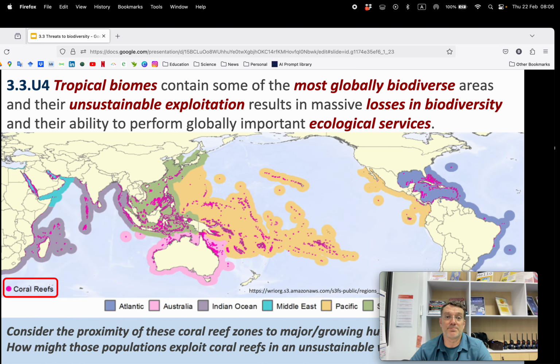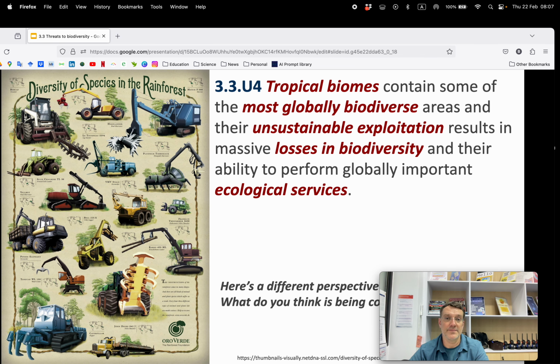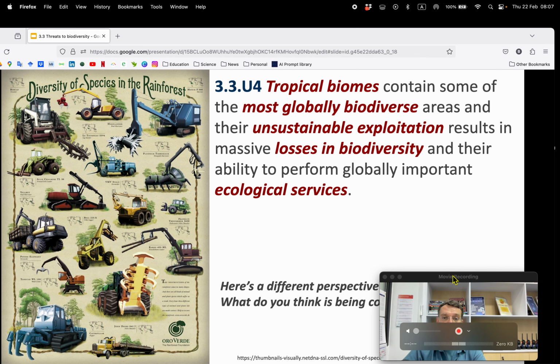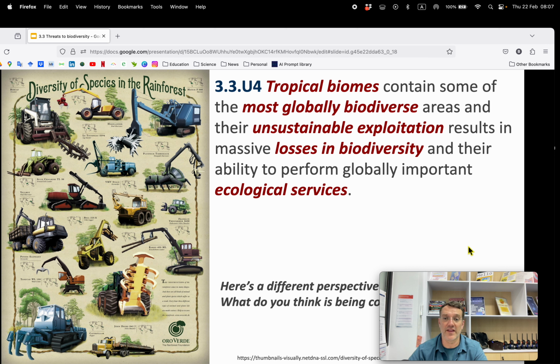Tropical biomes contain some of the most biodiverse areas because of their high primary productivity due to the Earth's climate. They're also very popular areas for people to live, and because of that, they are being unsustainably used or exploited, and because of that, we have massive losses in biodiversity. Tropical biomes are some of the most diverse biomes on the planet. Tropical rainforests are considered the most biodiverse biome on Earth.